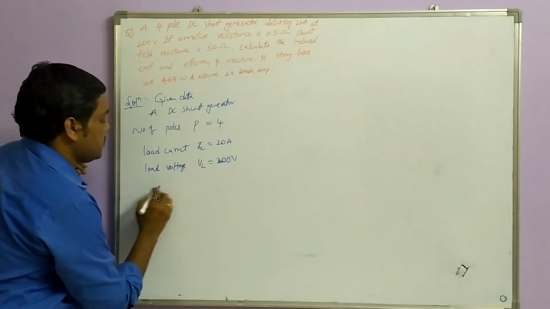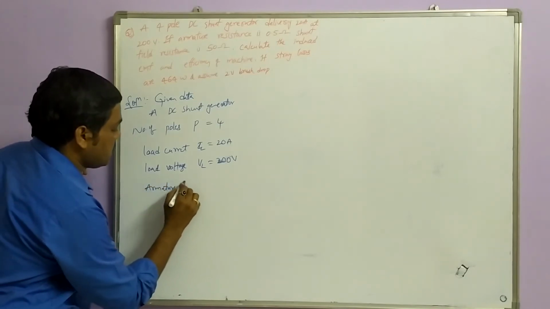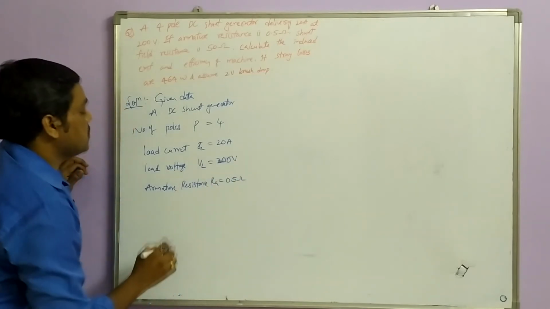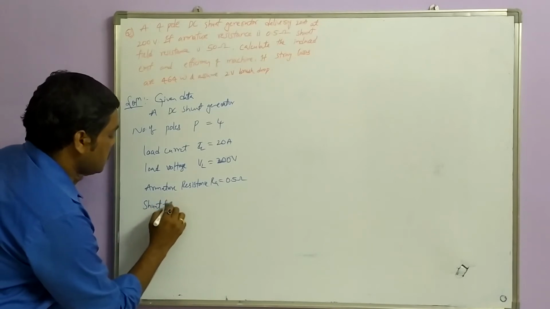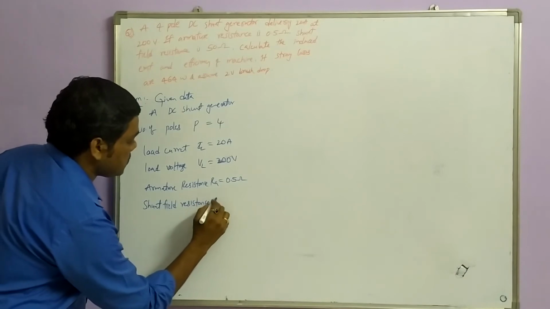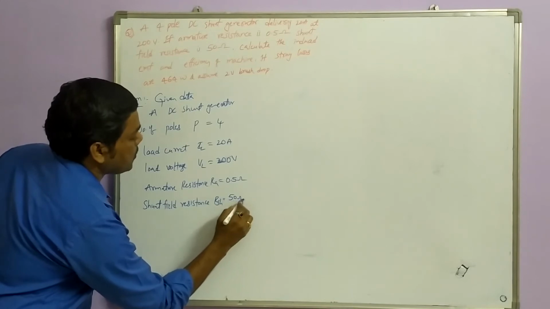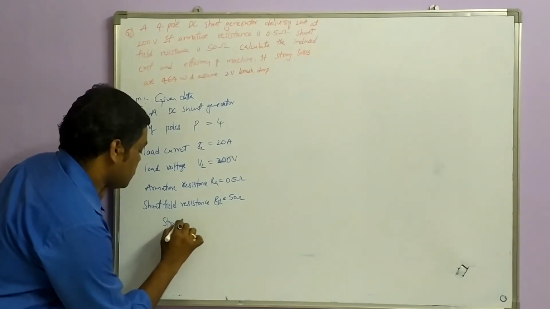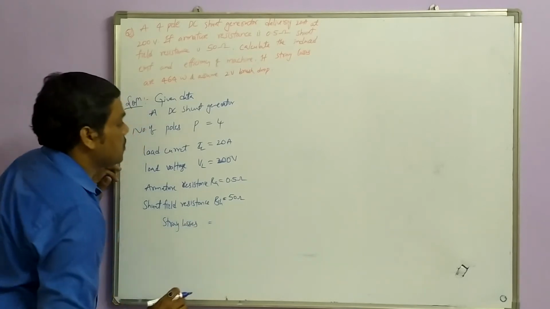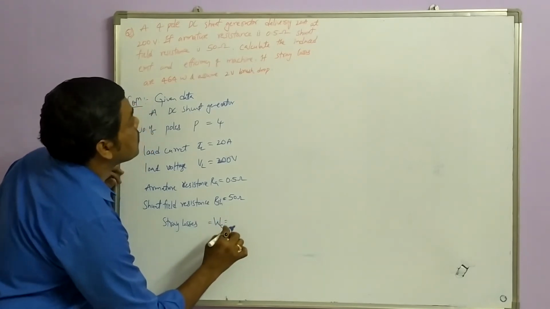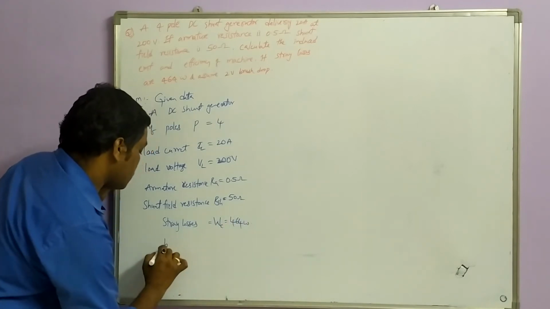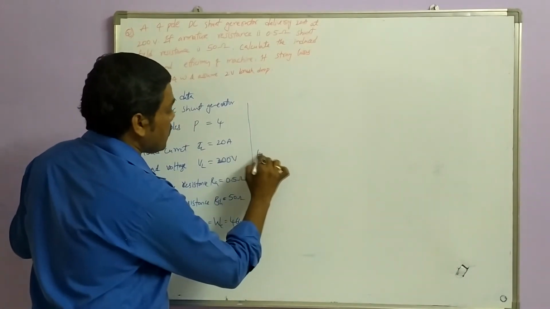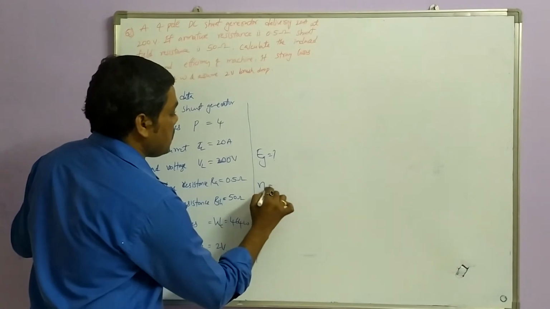And also armature resistance. Armature resistance Ra is equal to 0.5 ohms, and shunt field resistance Rsh is equal to 50 ohms. It is going to be a higher value, 50 ohms. And stray losses are given: stray losses, we can also take as Wc, is equal to 464 watts, and brush drop is given. So brush drop is 2 volts. Now what we have to find out? We have to find out the generated EMF and also the efficiency.